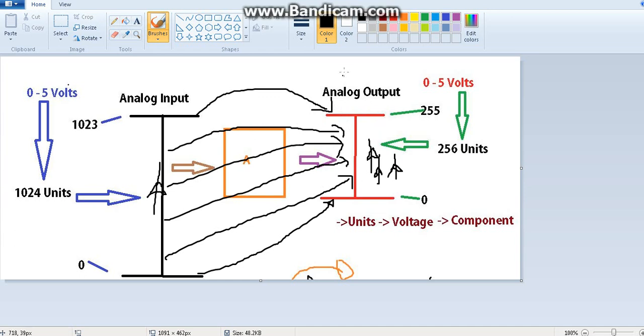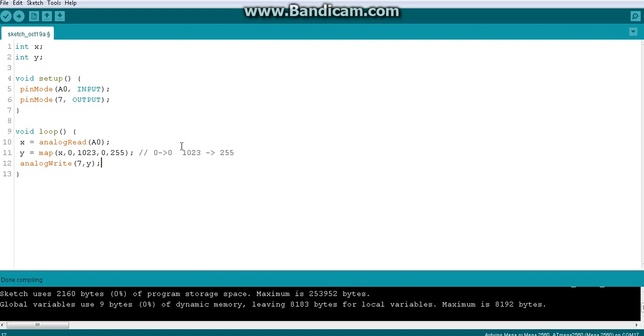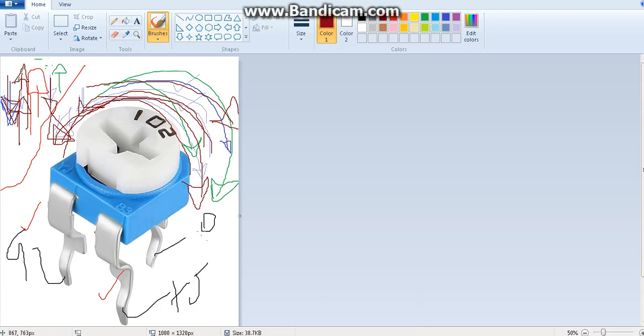The opposite way. Now what I want is, when I am giving 0 as the x value, the y value should be 255. When I am giving 1023 as the x value, the y value should be 0. That means, if this is at the maximum point, the plus 5 volt point, that means 1023 units, then earlier the output voltage was 5 volts, which means the analog output is 255.